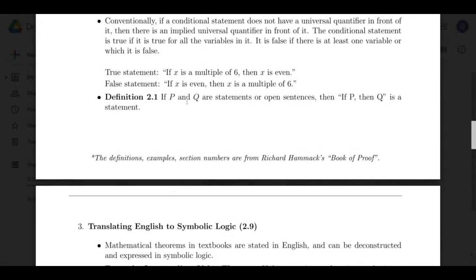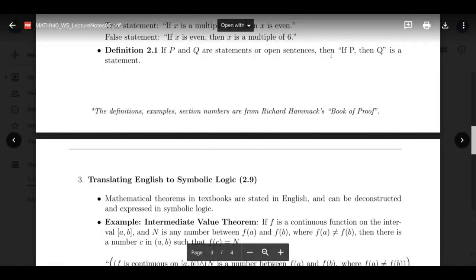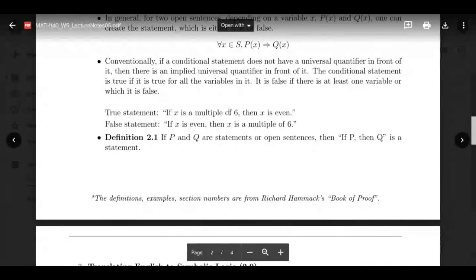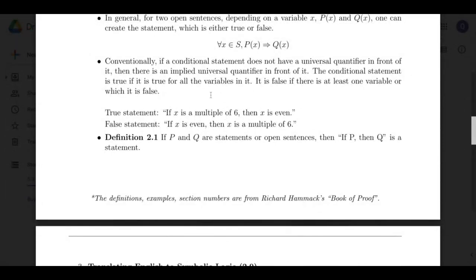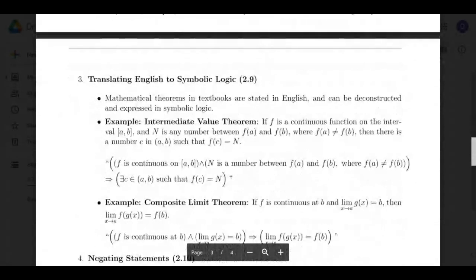Okay, let's make some definition. If P and Q are two statements or open sentences, then if P then Q is a statement. Right? So we're combining two statements which make one statement. As you can see, of course, we can combine finitely many statements to make one statement. So this is a little more about conditional statements and the two quantifiers. Let's see, we translate some English into symbolic logic.